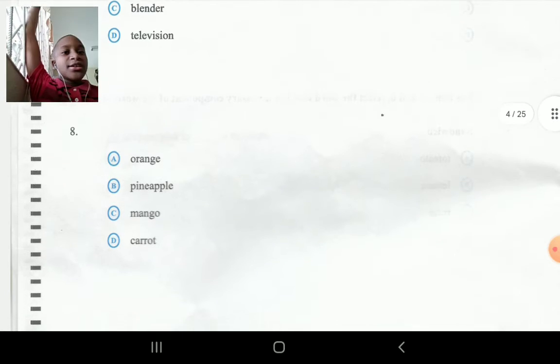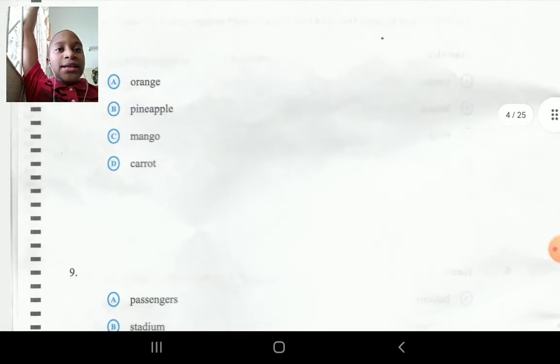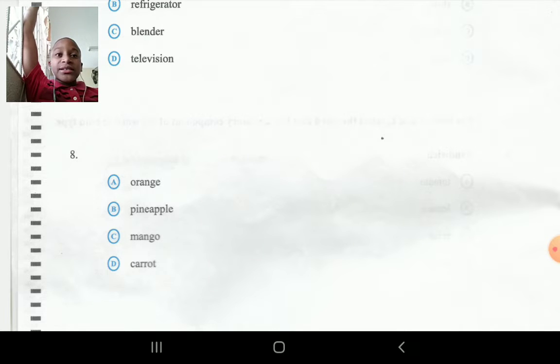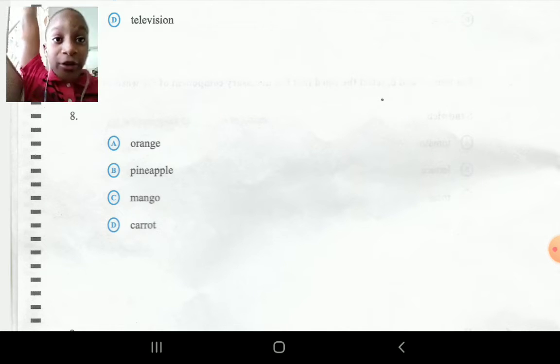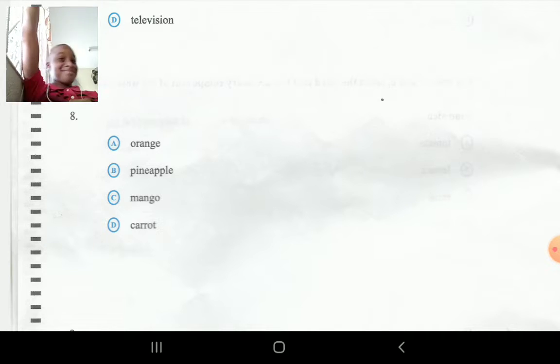Okay, so number 8. The word that doesn't belong. Always read. Okay, orange, pineapple, mango, carrot. This one's a hard one. But we got orange, fruit. Pineapple is also a fruit. Mango is also a fruit. And carrot is a vegetable. Bet you didn't know that one. So the answer would be carrot.